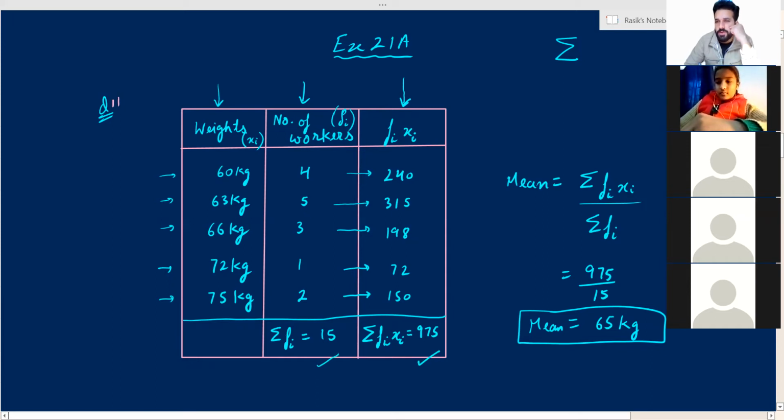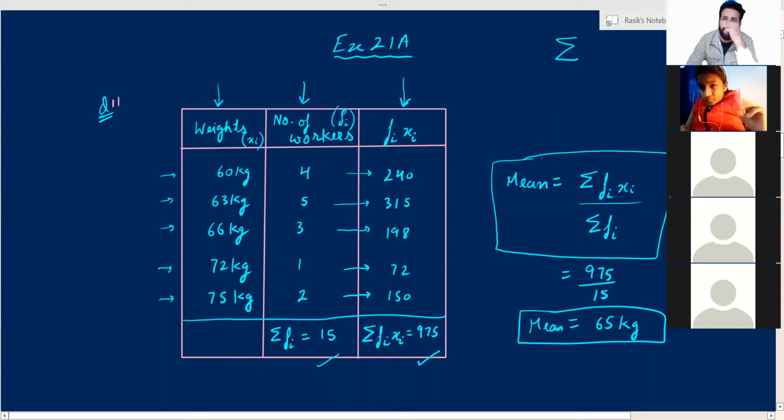This is the second thing that you have to find out. After calculating both, you will write the formula of mean. This is the formula of mean, very important: sigma Fi-Xi divided by sigma Fi. Just put the values. Numerator 975, denominator 15, already calculated. When you divide, you get 65 kg. Have you all understood?